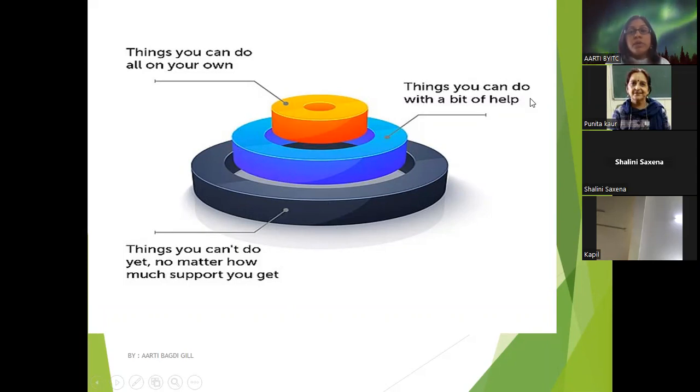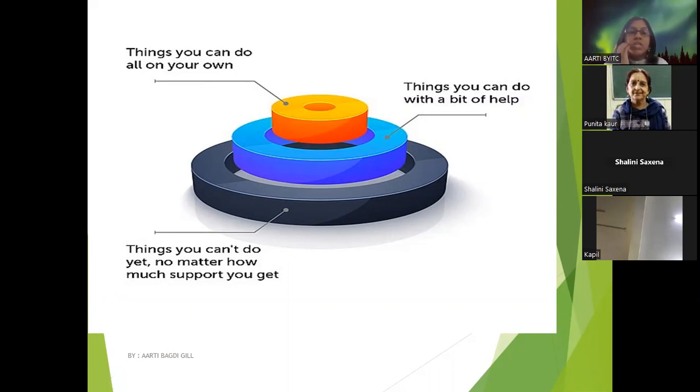Here, things you can do with a bit of help. So the blue zone is slightly smaller and says that I can do, but I will do it with help. Very simple. And this is the zone which says that I can do by my own. The model is also saying that a number of children are in this black zone, or you can say the green color one. So why are we not accepting this thing?